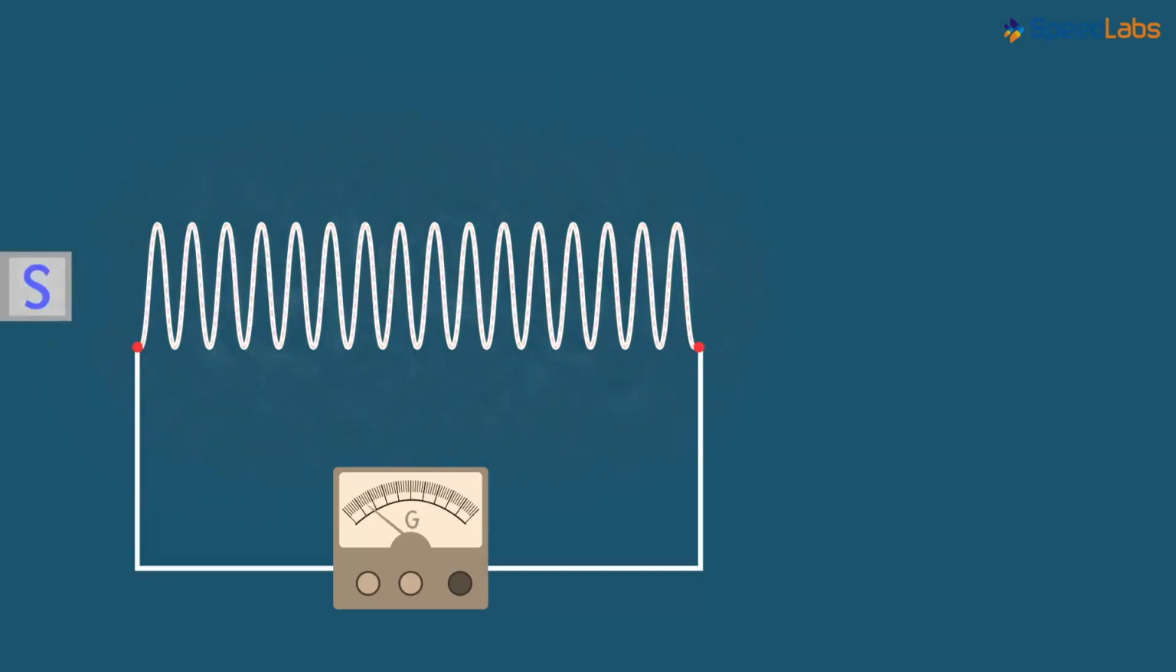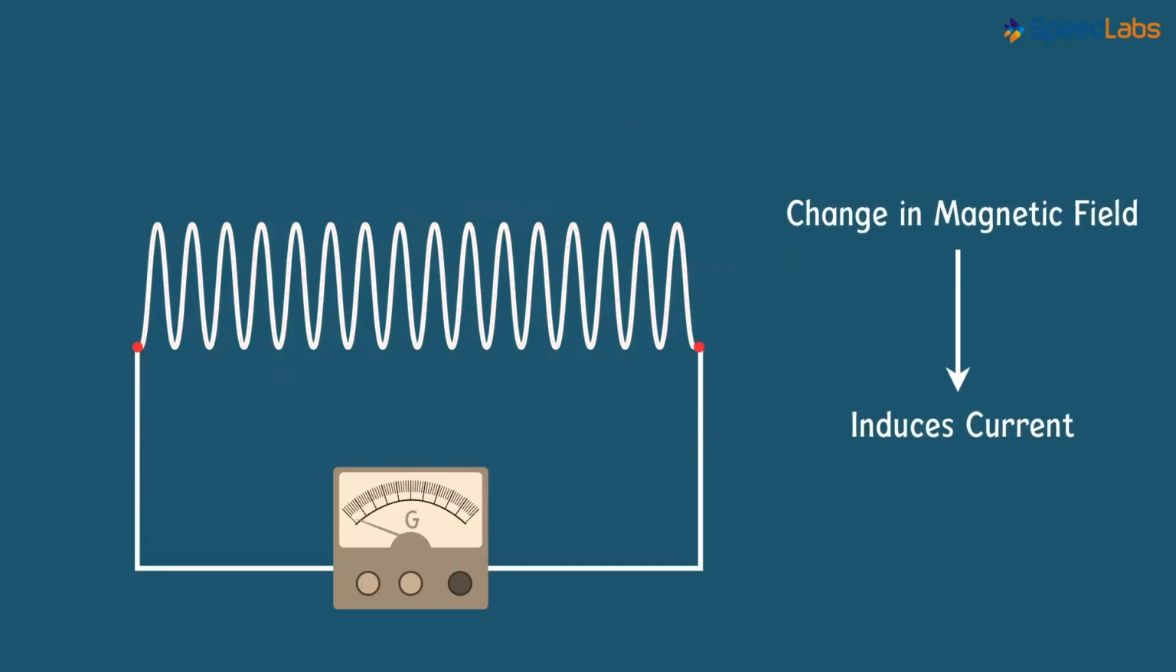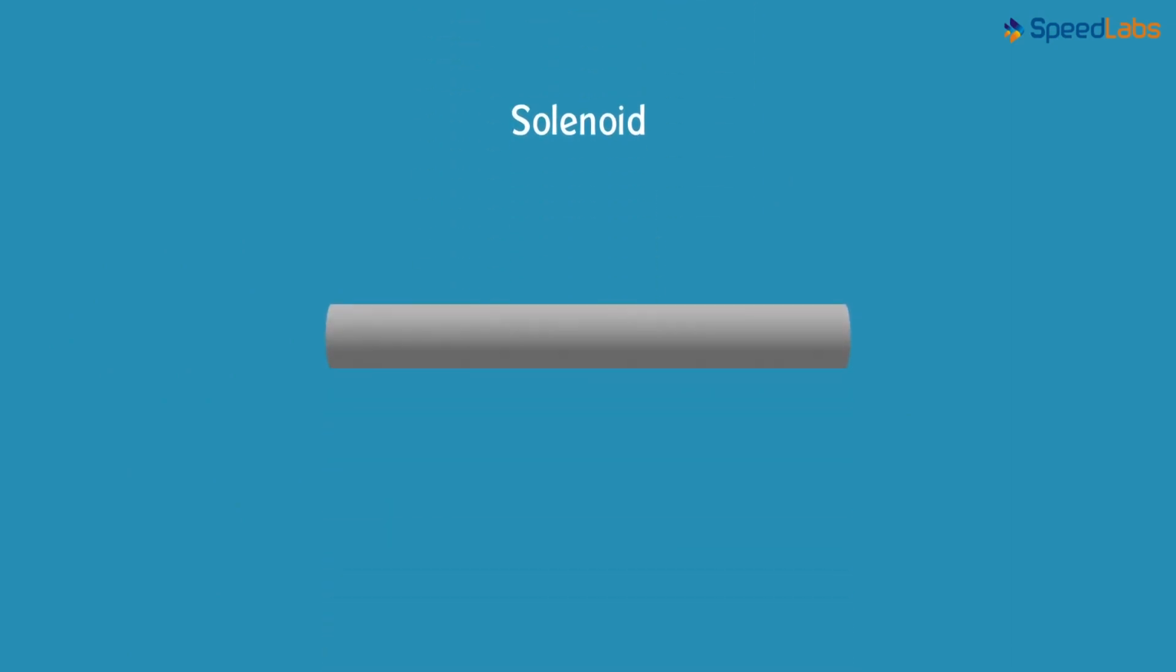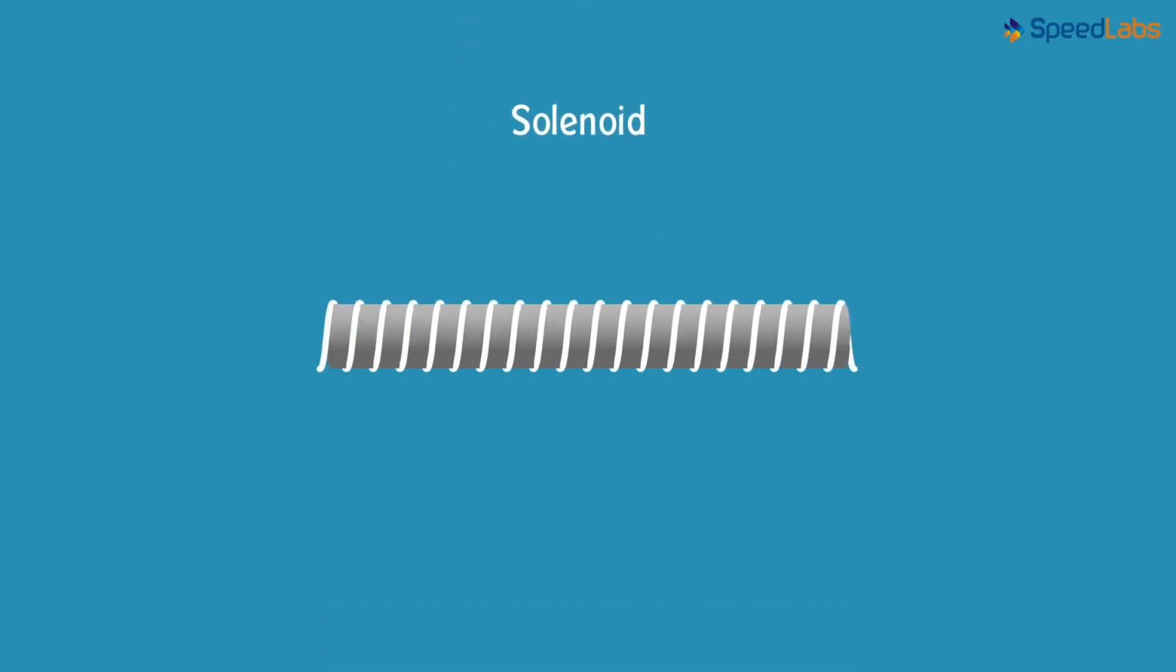Earlier we had seen that a current is induced in a coil by changing the magnetic lines of force passing through it. Now let's replace that permanent magnet with a temporary one. Temporary magnet? I hope you remember what a solenoid is. A solenoid is nothing but a long cylindrical coil containing a large number of closed turns.